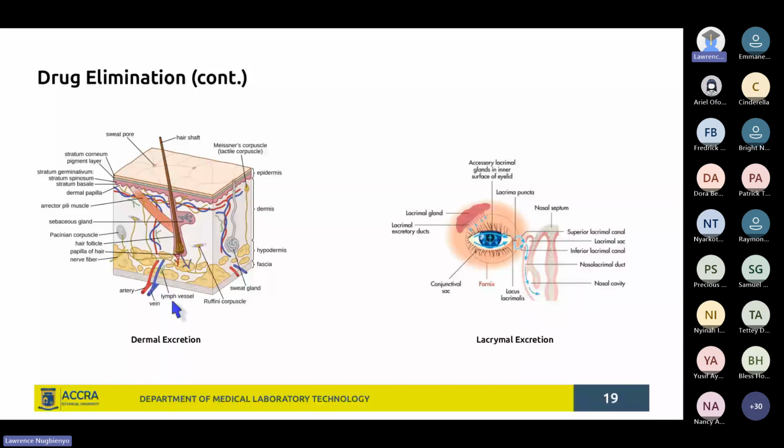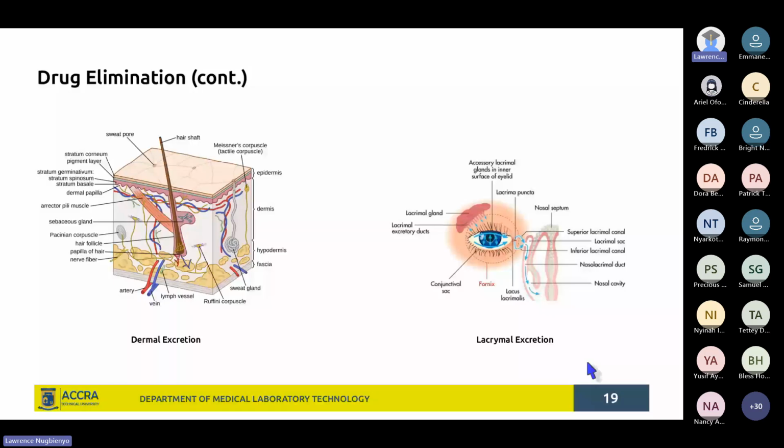Lacrimal excretion. This is particularly for, say, eye drops, nasal drops, ear drops. You have the visual canal, the buccal cavity, that's the mouth, the ear, the auditory canal. All of these connect somewhere in the throat, which is why sometimes if you take some nasal drop or some eye drop, you taste it later. You feel it, you taste it in your throat.